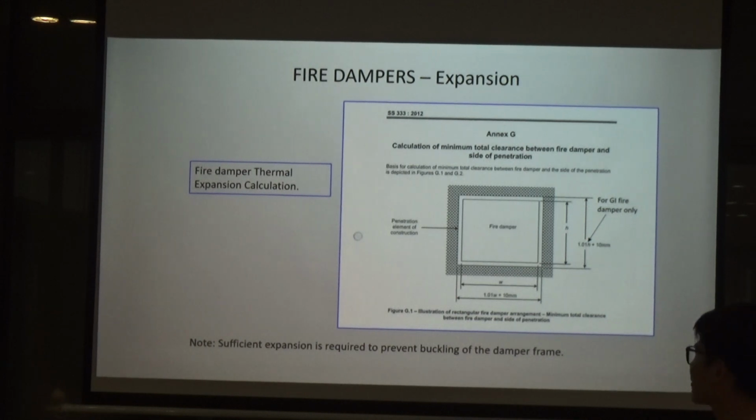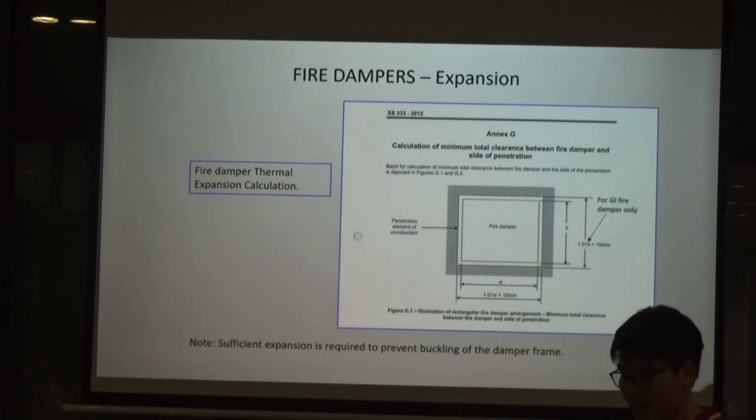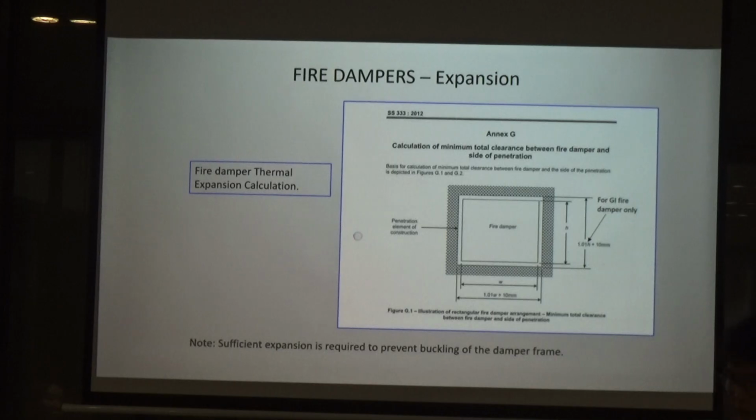1.01 is because of the linear coefficient of thermal expansion for steel. This one is for GI, galvanized steel only, for this illustration. 1.01 W plus 10. So why plus 10 mm? Because 10 mm is for the safety factor. Because sometimes the contractor wants to make the opening, and it cannot be exact. So that is actually a safety factor.